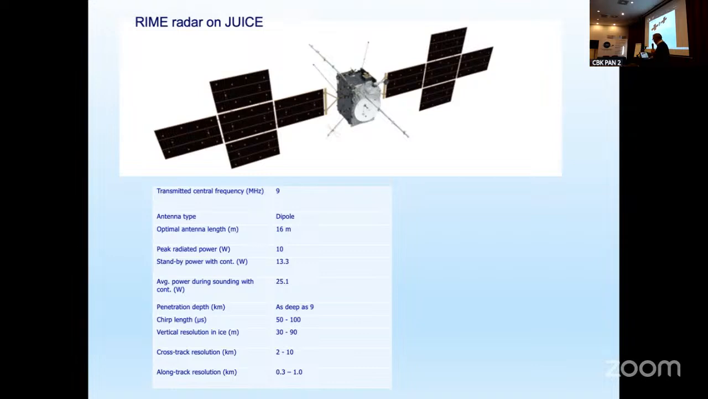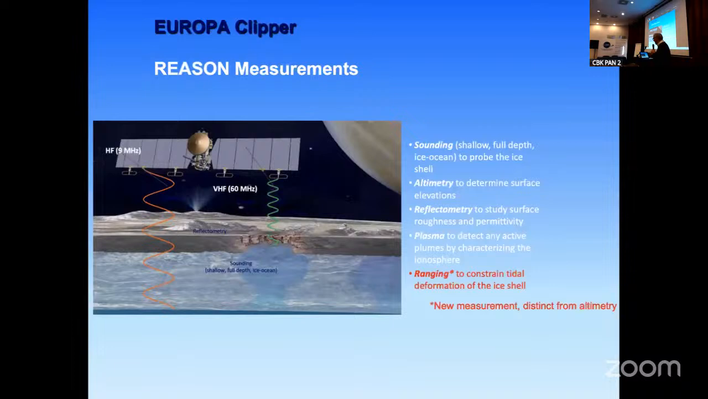Some improvement. And there is another radar on the Europa Clipper mission. In fact, two radars. There is a low frequency radar. Here you can see the antennas, two antennas, two dipoles. And this is a 9 megahertz radar with a small bandwidth, also of 1 megahertz. And here you see the antenna of the VHF radar, which is at a much higher frequency, which is 60 megahertz.